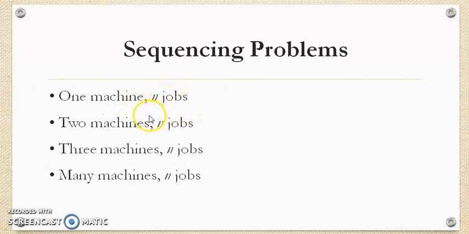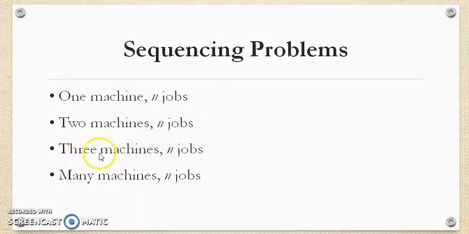The second case may be two machines and n jobs. In this system there are only two machines, M1 and M2, and there are n jobs. Each job is processed on machine M1 first and then machine M2. That is, the order of machines is M1, M2.